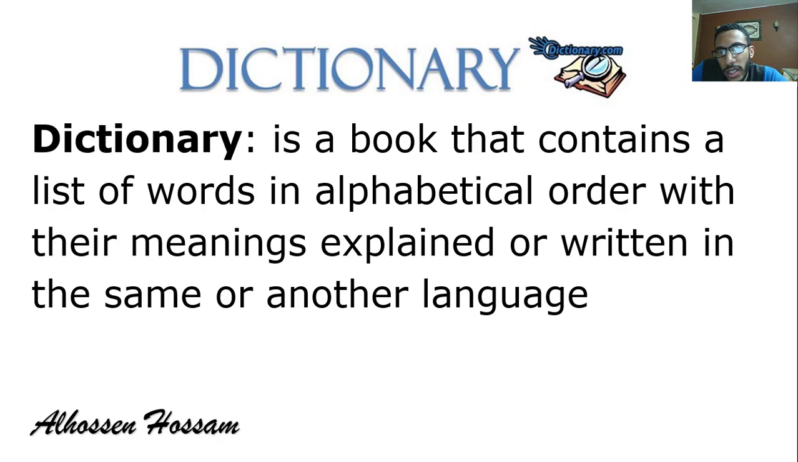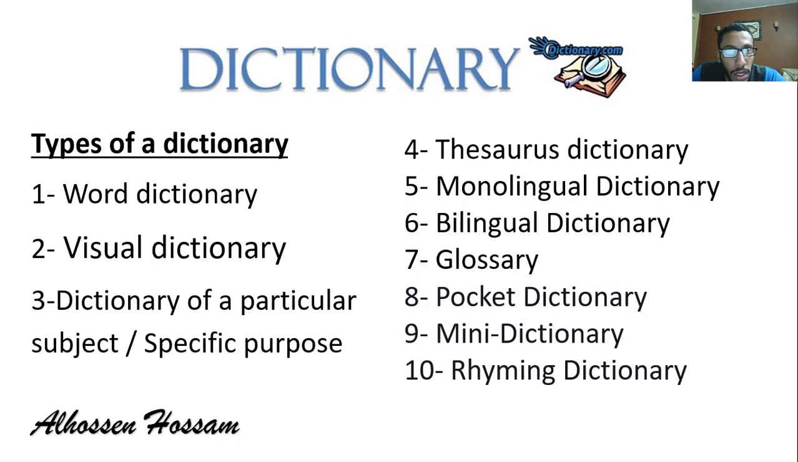What's a dictionary? Dictionary is a book that contains a list of words in alphabetical order with their meanings explained or written in the same or another language. Next one we have types of dictionary. The first one, word dictionary. Next one, visual dictionary. Dictionary of particular subject, specific purpose. Thesaurus dictionary. Monolingual dictionary, bilingual dictionary, glossary, pocket dictionary, mini dictionary, rhyming dictionary.